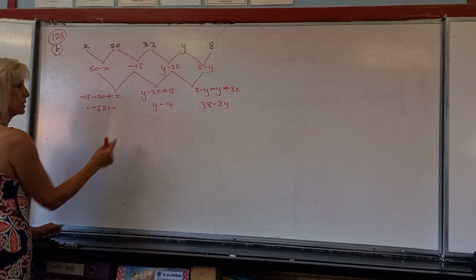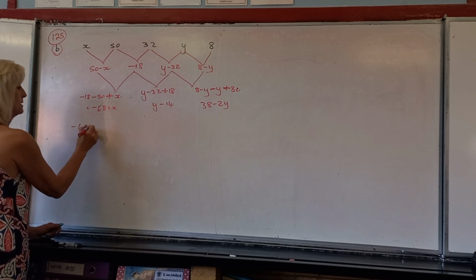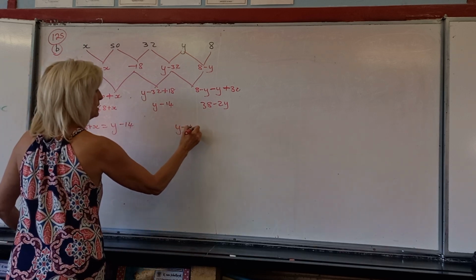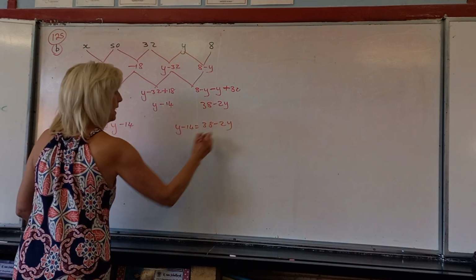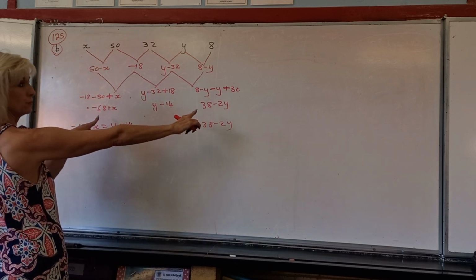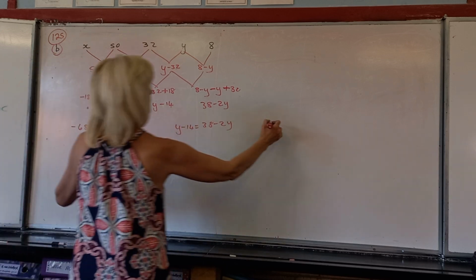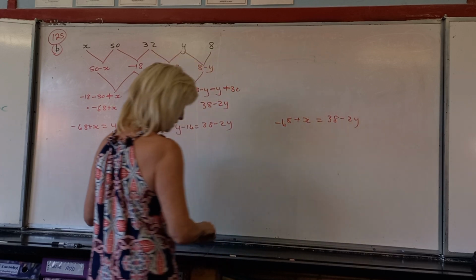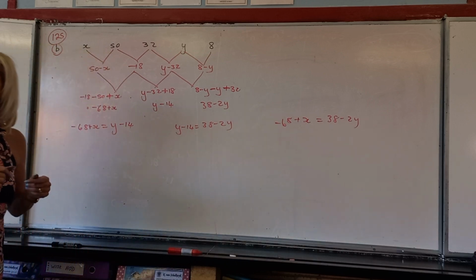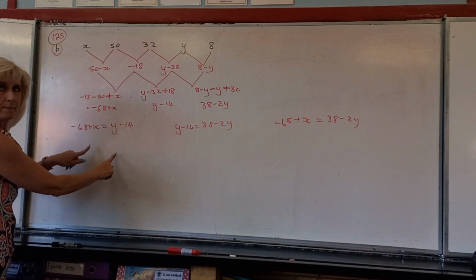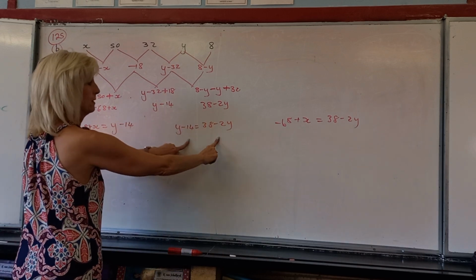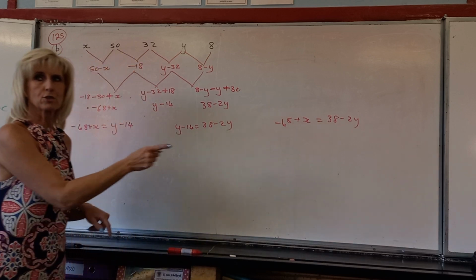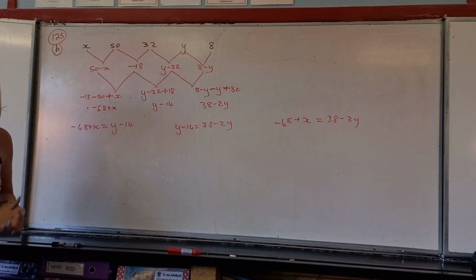If you put them equal to each other, that's fantastic. Negative 68 plus x is equal to y minus 14, that's right. And y minus 14 is equal to 38 minus 2y. And why can't I put those two equal to each other? Do you agree? Negative 68 plus x is also equal to 38 minus 2y, because that's the only options I have. Put them equal to each other, and those two are also equal to each other. What is the best choice to start with?